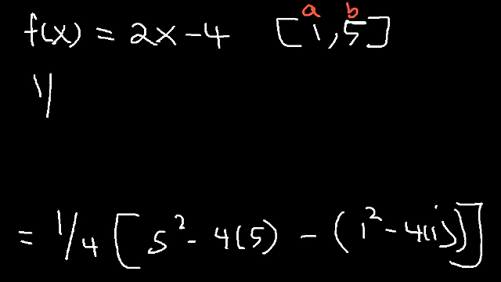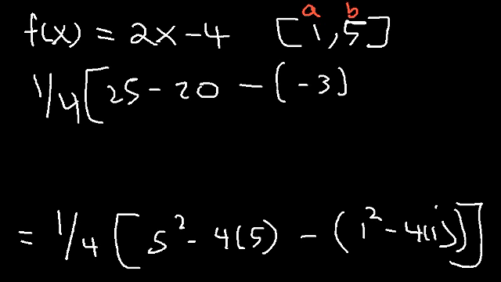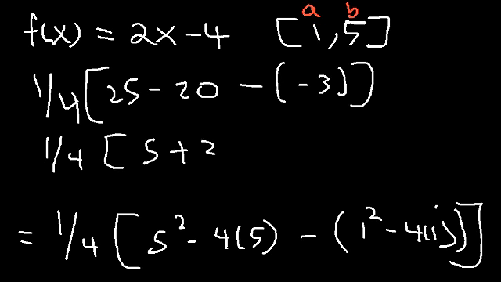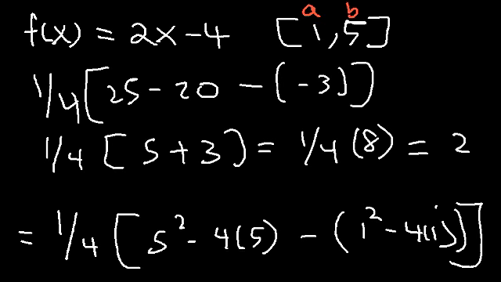Now 5 squared, or 5 times 5, is 25. 4 times 5 is 20. 1 minus 4 is negative 3. And 25 minus 20 is 5. So we have 5 minus negative 3, which is the same as 5 plus 3. And 5 plus 3 is 8. 8 divided by 4 is 2. So the average y value of the function is 2.